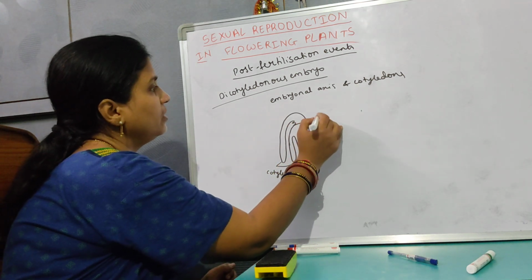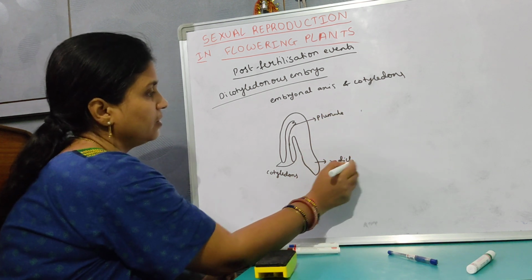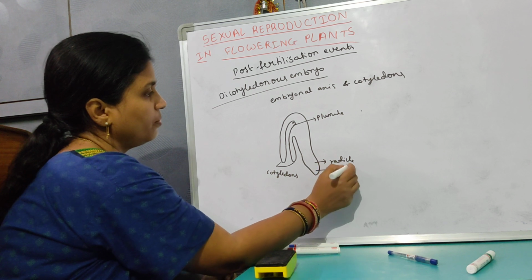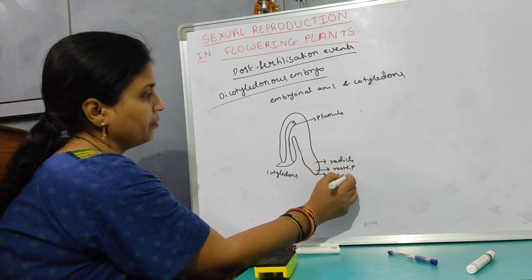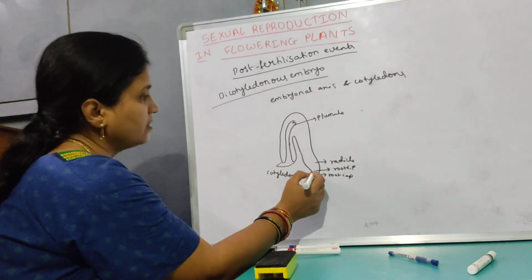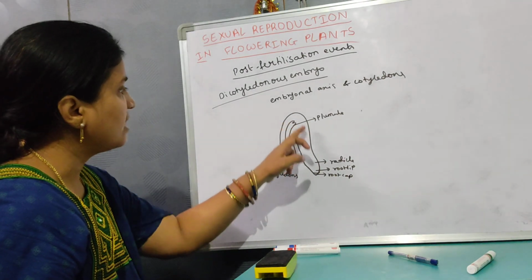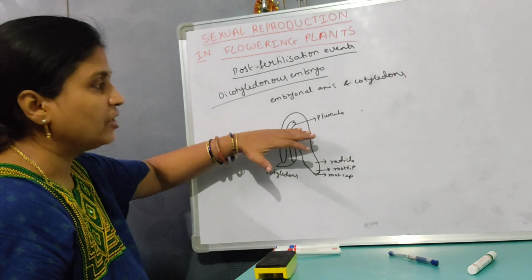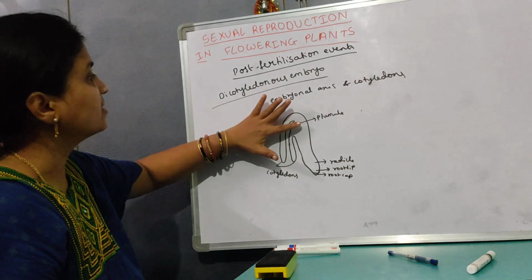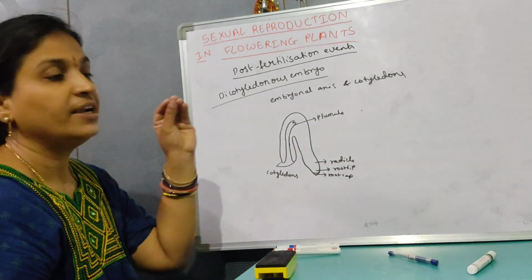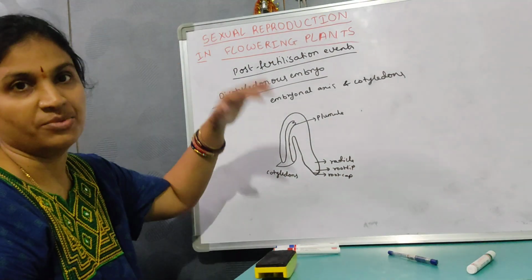This is the plumule. This is the radicle, root tip, root cap. Like this it's going to be there. So these are the 2 cotyledons. This is the embryonal axis. The upper part of the embryonal axis will be developing into the plumule. It is the early shoot tip. This plumule is going to develop into the whole shoot system, stem.